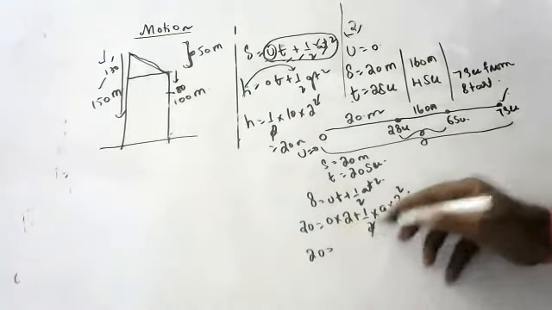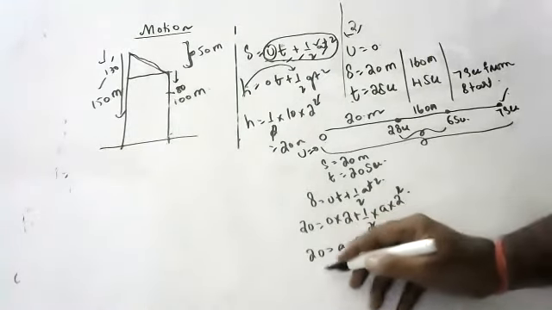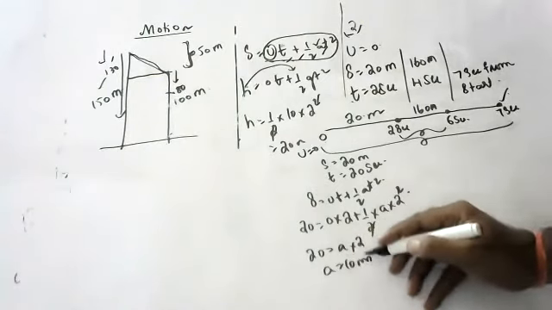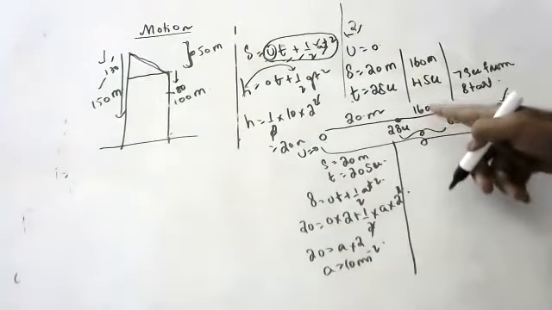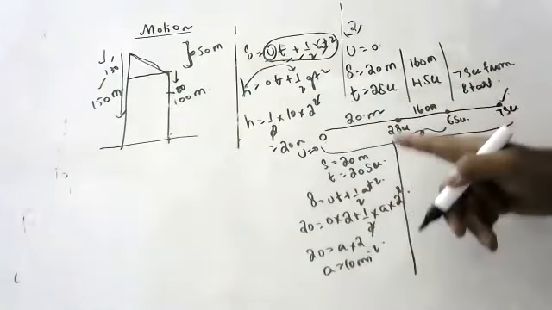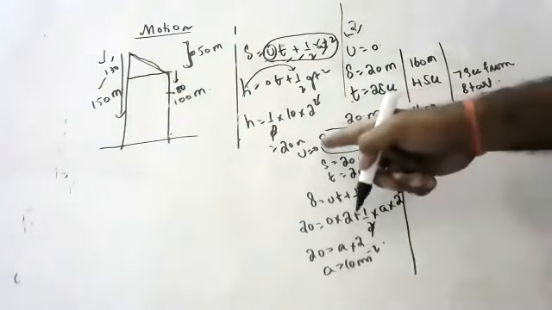So 20 is equal to 2a. So a is equal to 10 meters per second square, that is the acceleration. The same acceleration, will it be there here also? We will see. Now, what is the final velocity here?